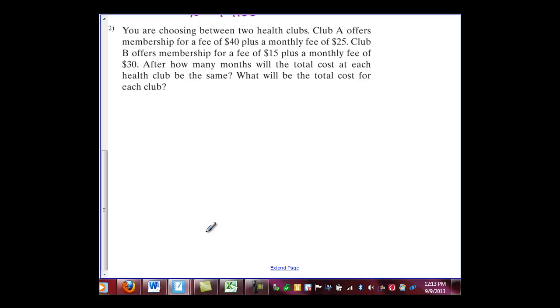All right, so the first question it asks us is after how many months will the total at each health club be the same? So the first thing I want to do is for us to write equations for each scenario. So for Club A and for Club B. Here we go. So Club A, it tells us $40 plus a monthly fee of $25. How do I write that?